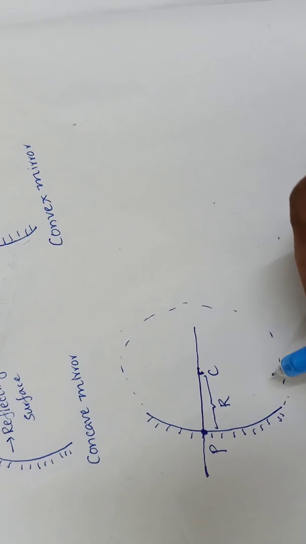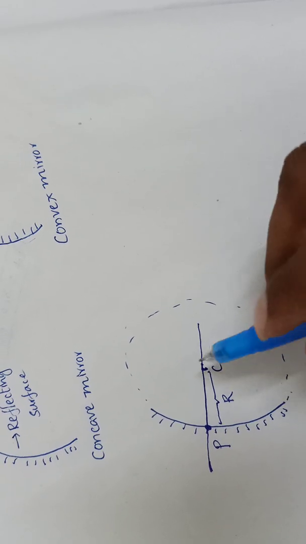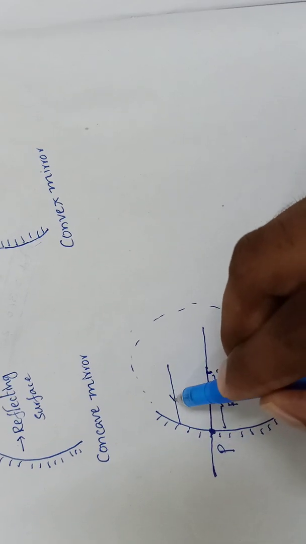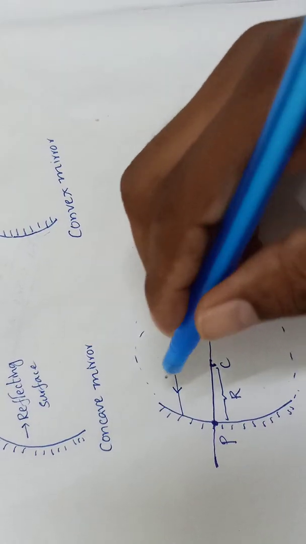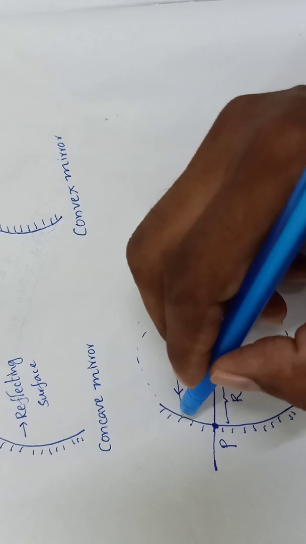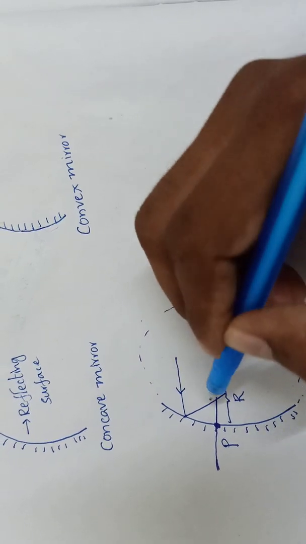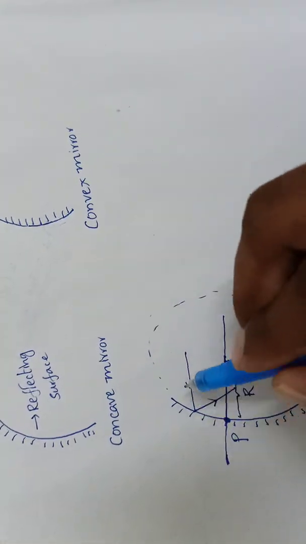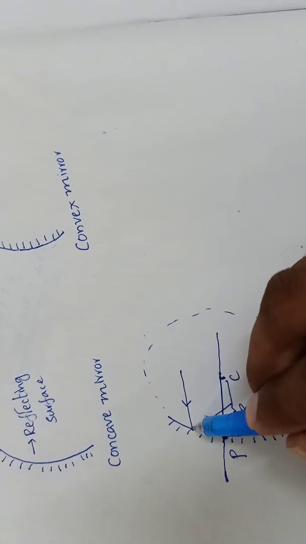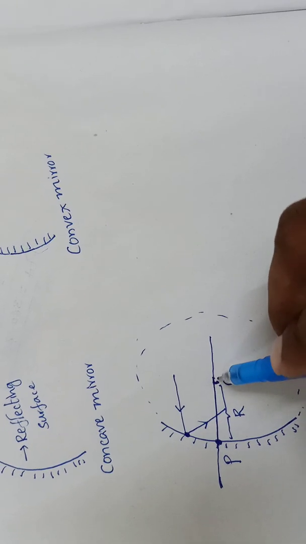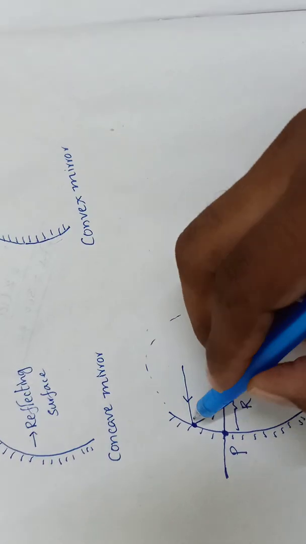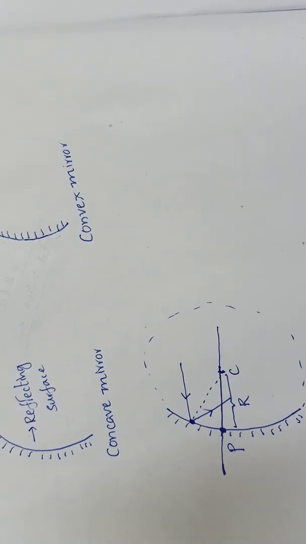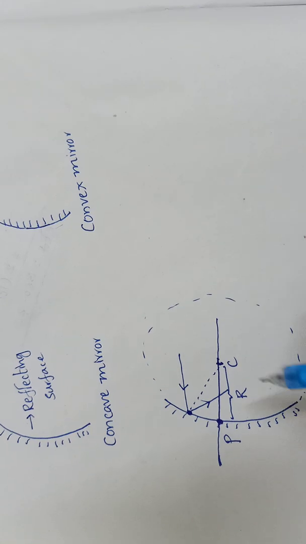Next, normal. Suppose an incident ray is incident on the reflecting surface, and then it is reflected back. The line joining the point of incidence to the center of curvature, we call it the normal.